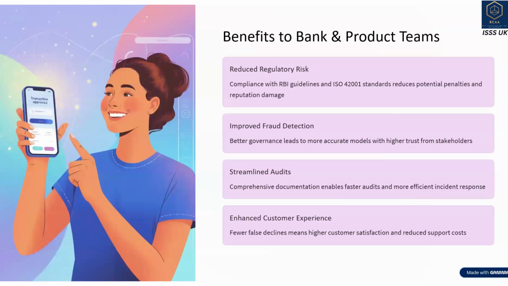Benefits to bank and product teams: regular governance reduces regulatory risk, right? So in banking finance transactions, it is important that it should comply with RBI guidelines, ISO standards. Similar to healthcare, we need to follow HIPAA, right? Improve fraud detection. Better governance leads to more accurate models with higher trust from stakeholders, right? Streamlined audits, comprehensive documentation, explainability, right? Enable faster audits and more efficient incident response.